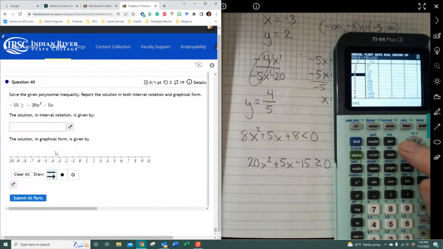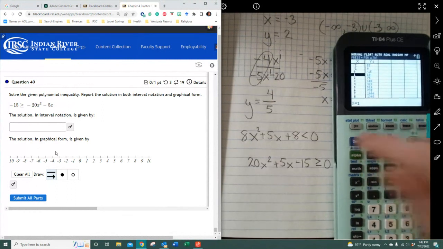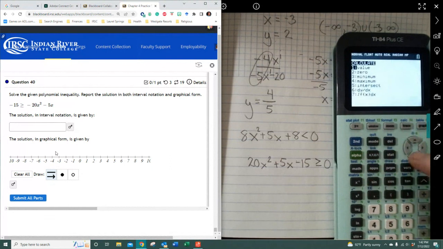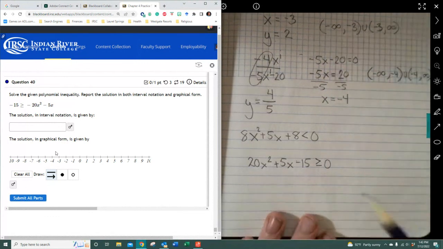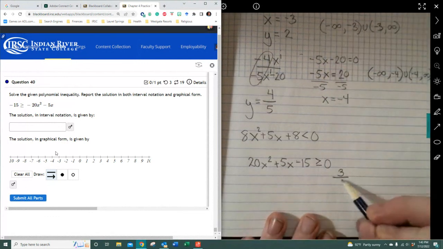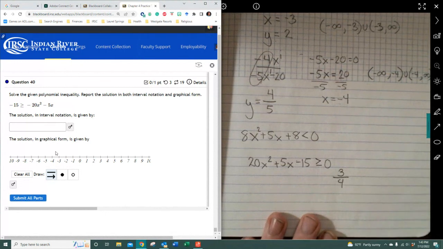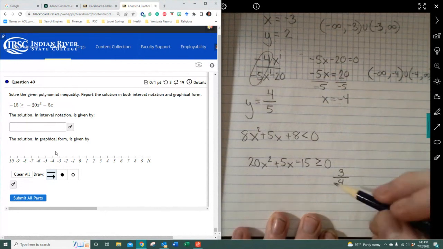So I want to calculate that value by going second trace, which gives me calculate, and I want a zero that's existing somewhere between this point and this point, above and below the x-axis. I hit guess, and I'm looking at that value, and I see that it says 0.75. Now I know 0.75 is 3/4, right?